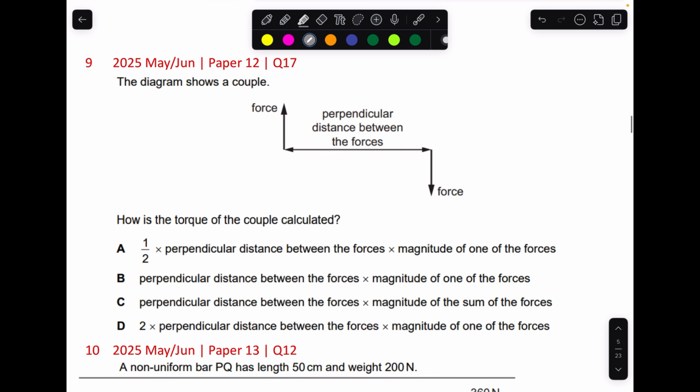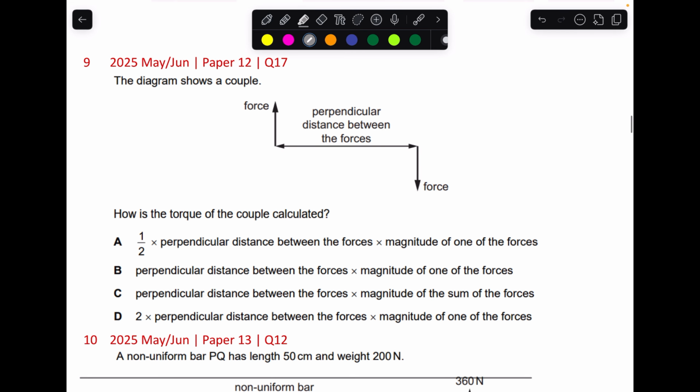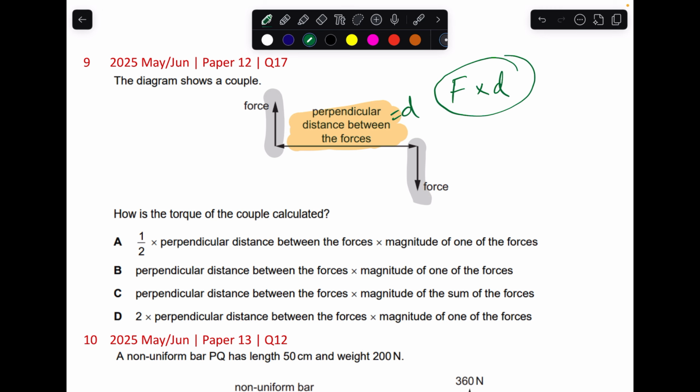In the next question, the diagram shows a couple. How is the torque of the couple calculated? Okay, so if this is the couple, this is the force, this is the force, and the distance between them is this, the relation is simply you will multiply the force and this distance. That's it, that will give you the couple. So perpendicular distance between the forces and magnitude of one of the forces. Okay, so it's option B.